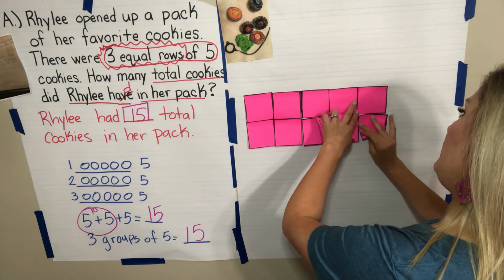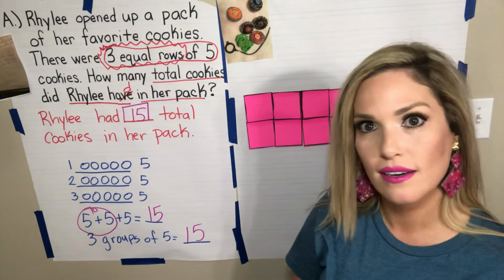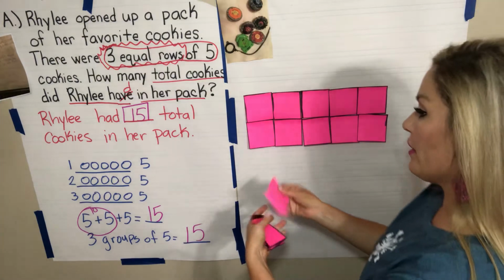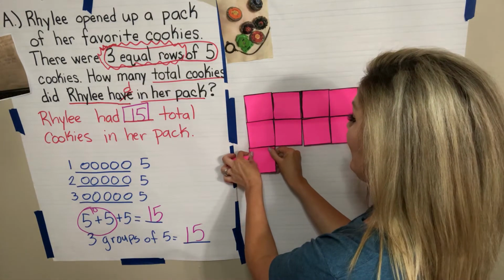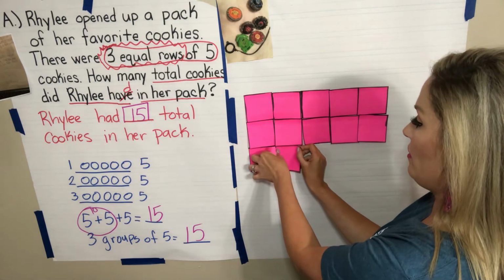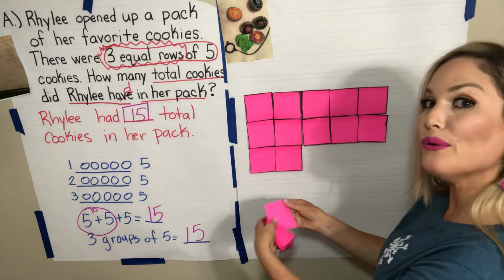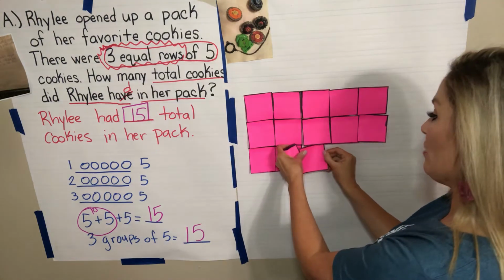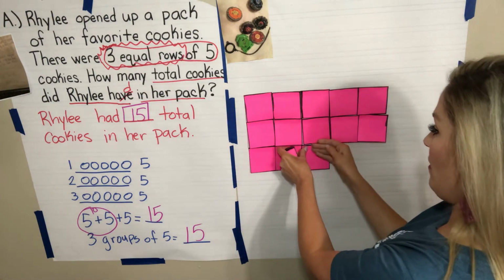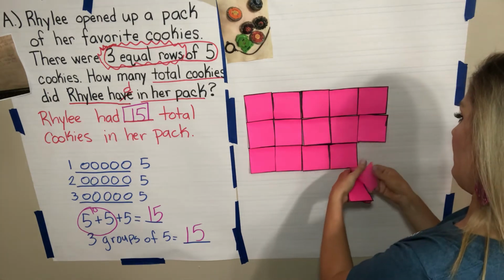And then, so now I have 2 equal groups of 5 arranged nice and neat into rows. Now here's her 3 equal groups of 5. And how do we arrange our groups? We arrange them into rows. 3 equal groups, 3 equal rows of 5. No space, no gaps. All right?